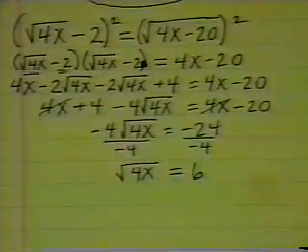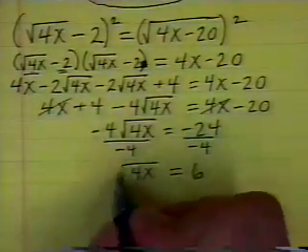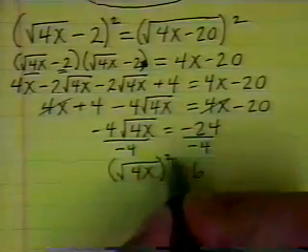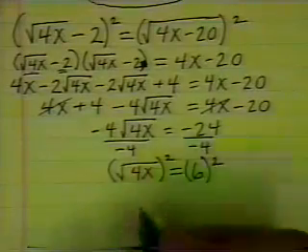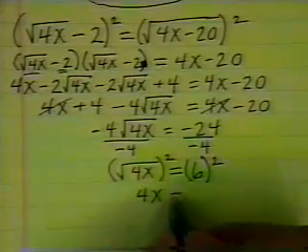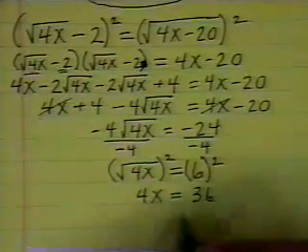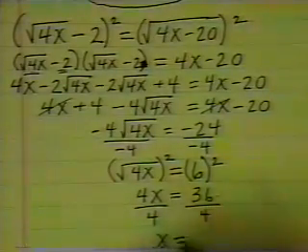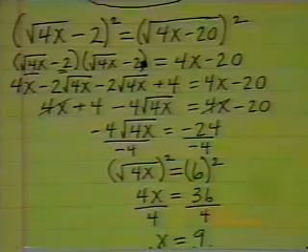We're almost finished. At this point, notice I got down to a single radical equation. It's isolated, so I'm going to square both sides. Now we have 4x equals, and 6 squared is 36. After dividing both sides by 4, we end up with our x value of 9.